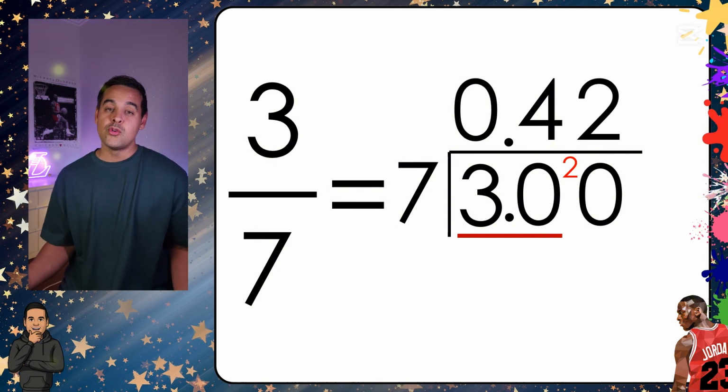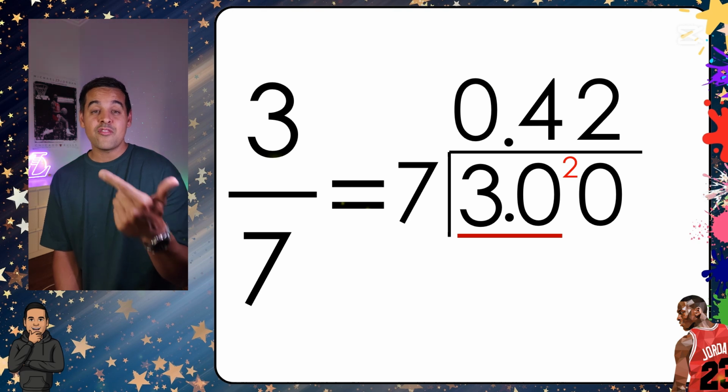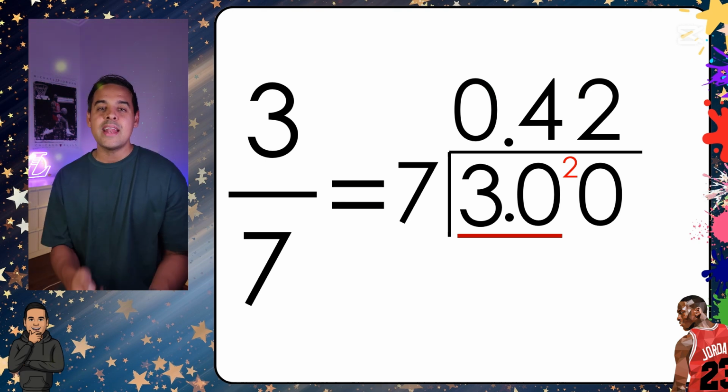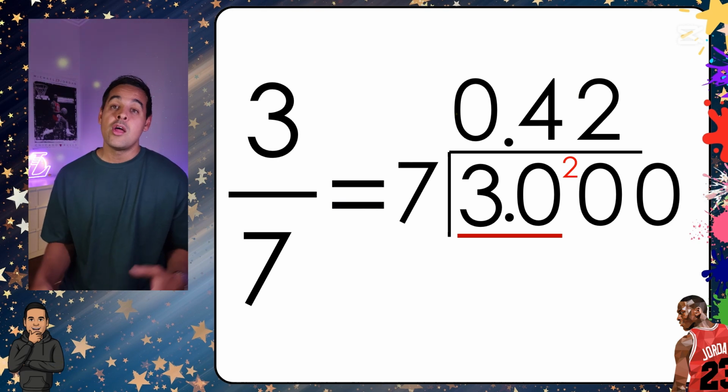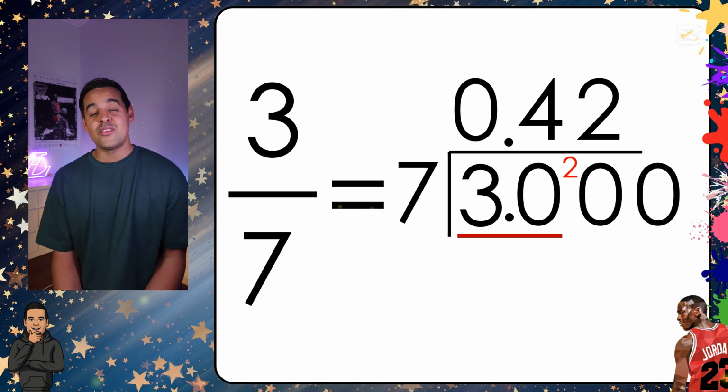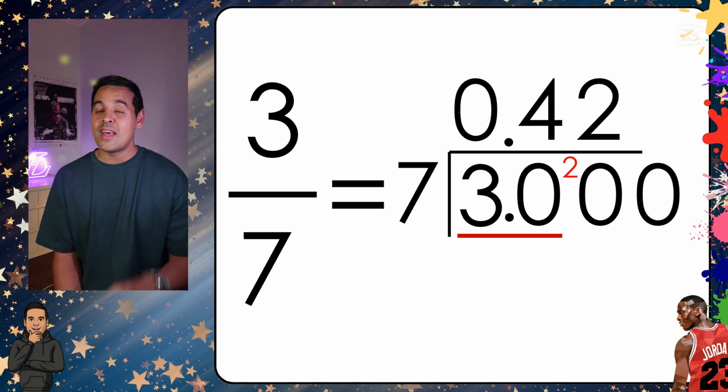Well, that's going to be 2. So we've used 7, 14. So we've used 14 out of 20, which means there is going to be 6 remainders left. Remember, you can add as many zeros as you want if this is going to help.